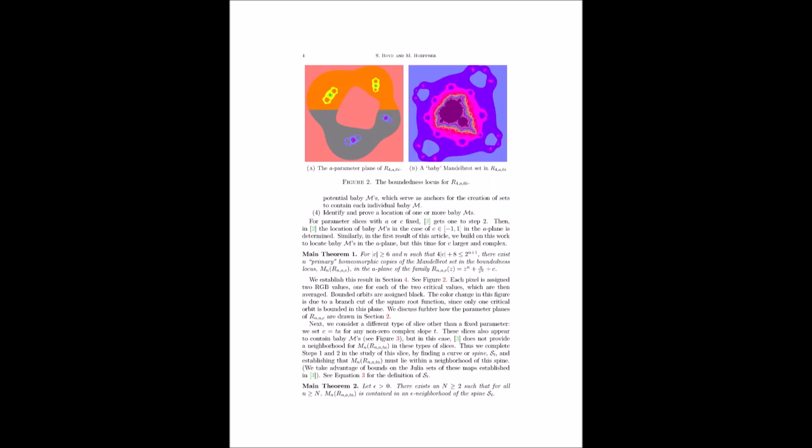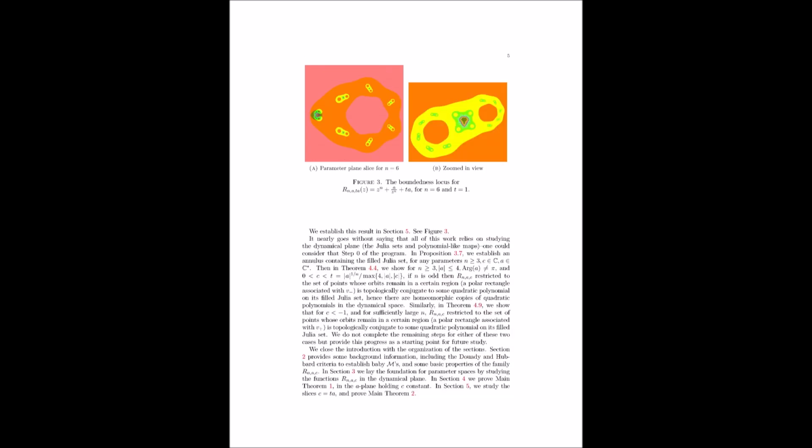The inner and outer radii of this ring are 1 minus epsilon and 1 plus epsilon, respectively. So as n gets bigger, all the interesting stuff happens really close to that unit circle. You got it. Now here's where the second tool comes in. They combine geometric arguments with the definition of the boundedness locus.